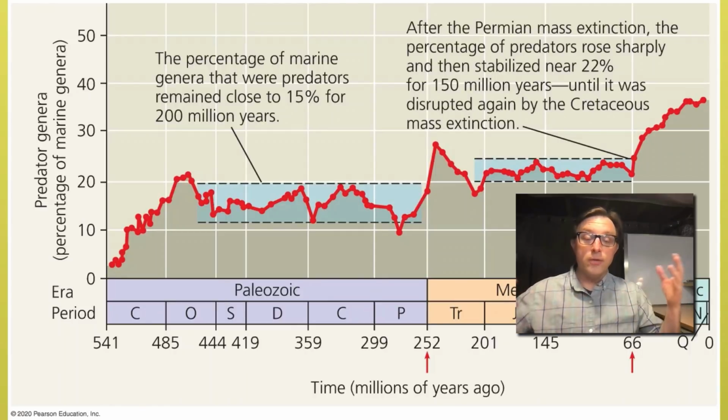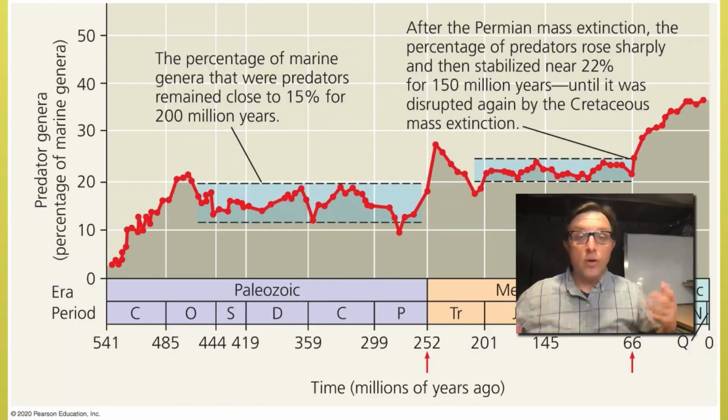So that gives us more evidence that these mass extinction events lead to a large burst of adaptive radiation as these surviving organisms, in this case obviously animals, go out and explore new resources and adapt to the new landscape.